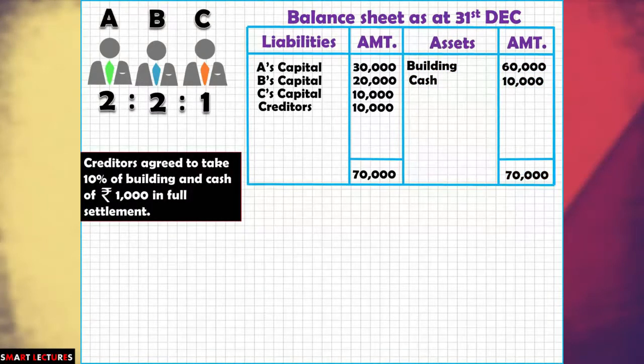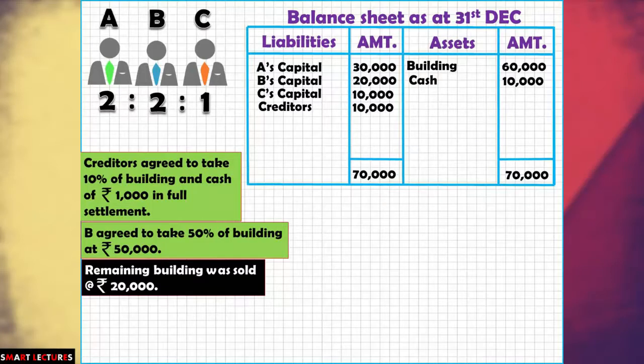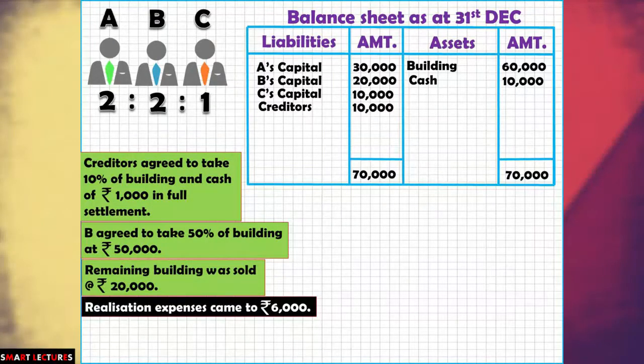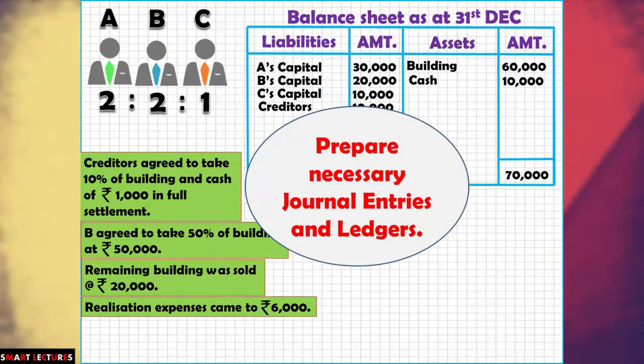Creditors agreed to take 10% of building and cash of rupees 1,000 in full settlement. B agreed to take 50% of building at rupees 50,000. Remaining building was sold at rupees 20,000. Realization expenses came to 6,000. Pass necessary journal entries and make ledgers.